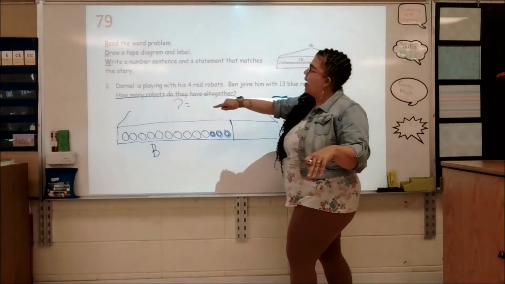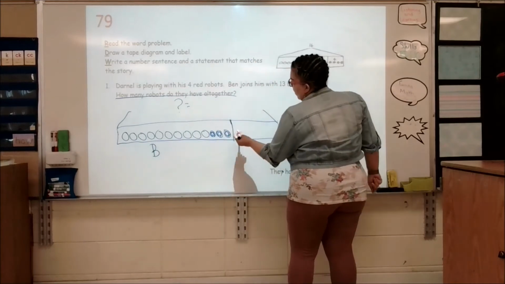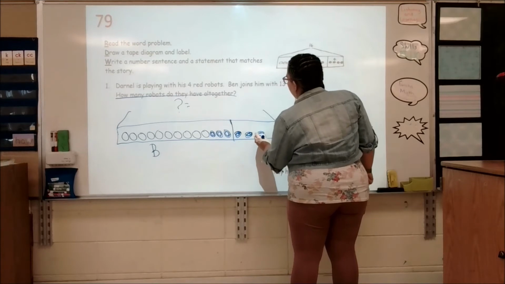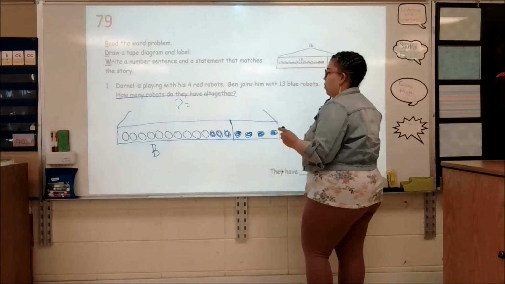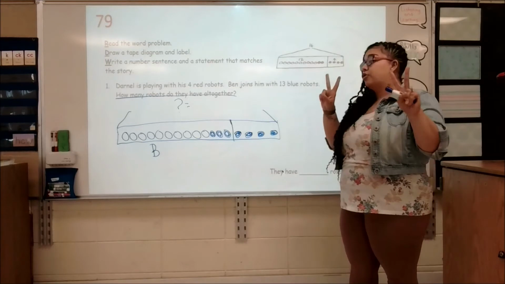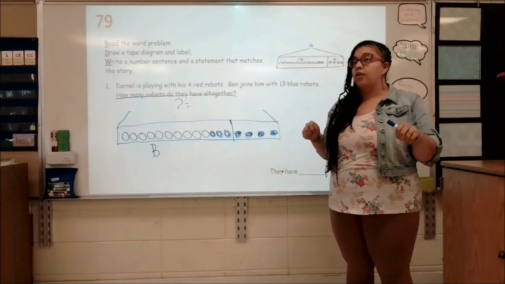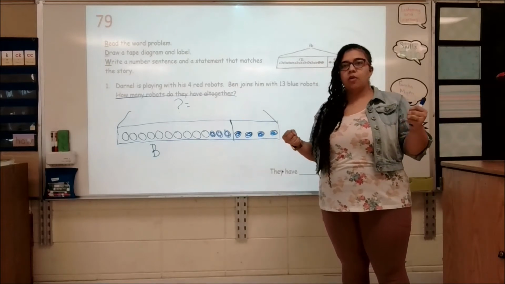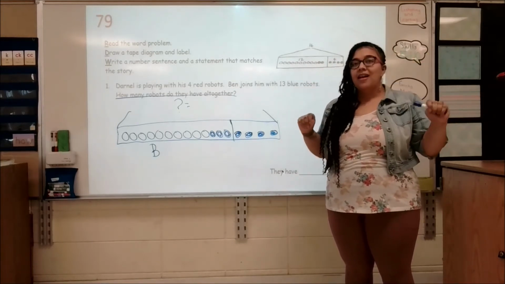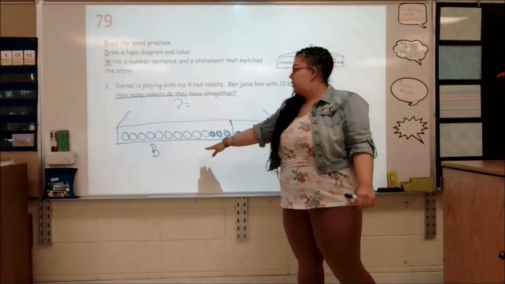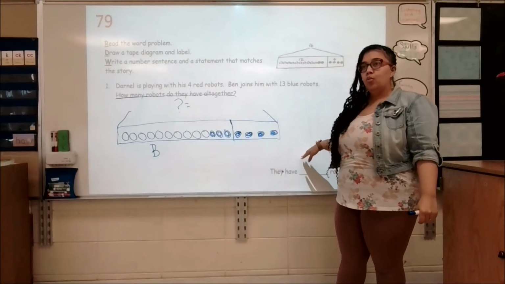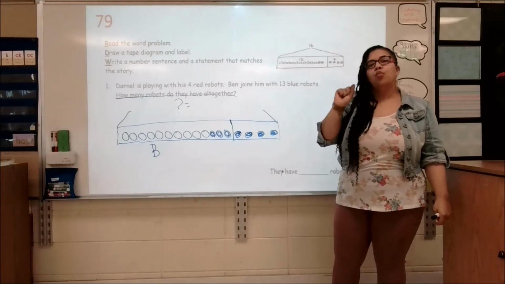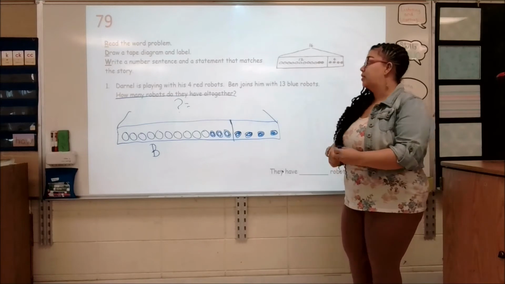No. Now we can add Darnell's 4 red robots. So 1, 2, 3, 4. Good. So now there are 2 different number sentences depicted here. There is the number sentence that represents Ben's robots plus Darnell's robots equals all the robots. Then there's the number sentence that represents 10 and some more. Which number sentence should you write? The one that matches the problem. Good, so let's write that.